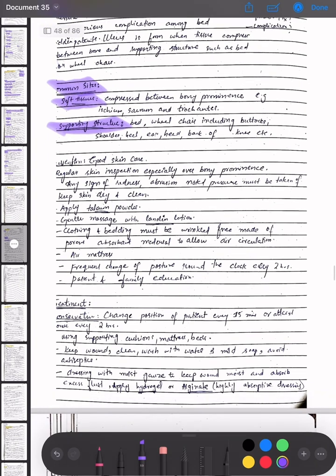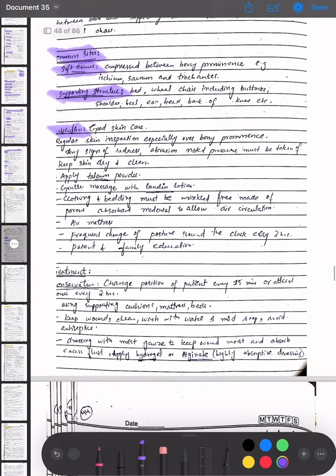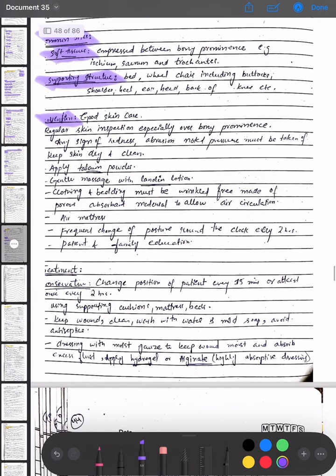How can it be prevented? Decubitus ulcers can be prevented by providing good skin care and regular skin inspection, especially over bony prominences. If any signs of redness or abrasions are noted, pressure must be taken off, and the skin kept dry and clean.